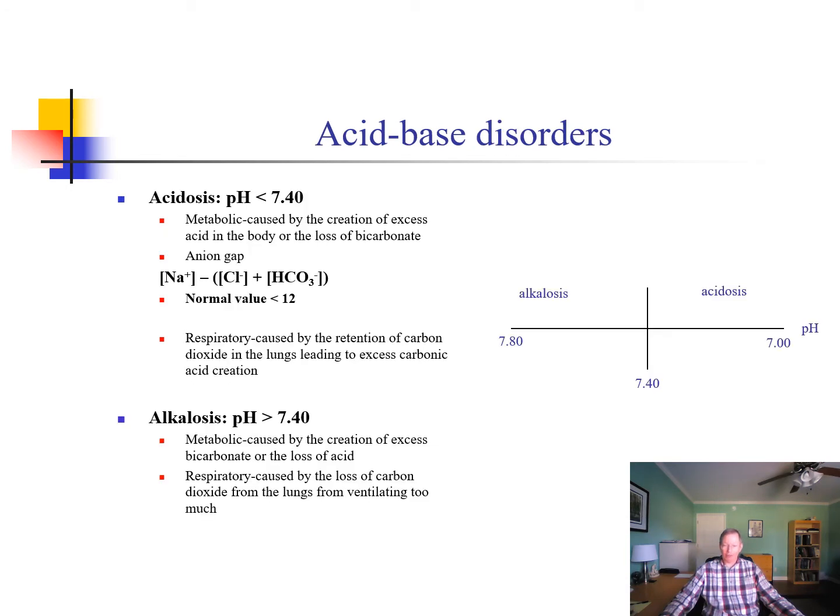So again, to reiterate, in the body, physiologic pH 7.40 is considered to be my neutral point, even though I recognize it is not neutral, it is slightly basic. Anything with a pH less than 7.40 is going to be considered acidotic. And as I mentioned, that comes in two forms. If it is a metabolic acidosis, I have created new protons in the body or I've lost bicarbonate.